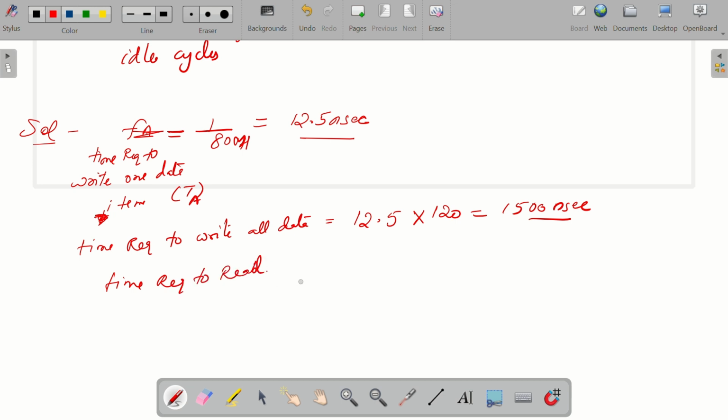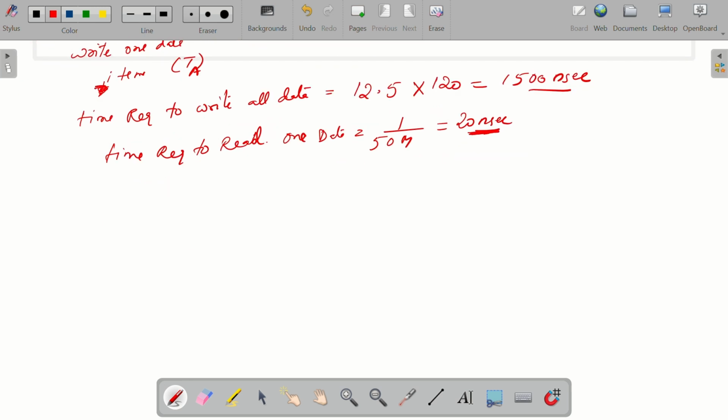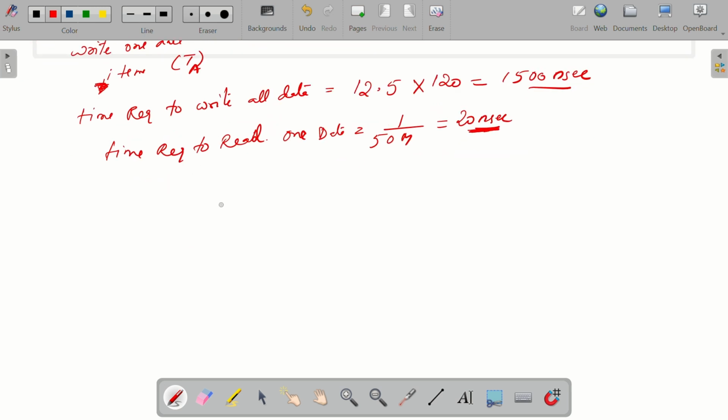Now we will understand what is the time required to read one data. So who is doing the reading? The clock domain B is doing the reading. Time required to read one data is 1 by the clock frequency of domain B, which is 50 megahertz. This is 20 nanoseconds. So I'm writing at a speed of 12.5 nanoseconds. I'm reading at a speed of 20 nanoseconds. The reading is slower as compared to the writing. So there should be some intermediate storage.